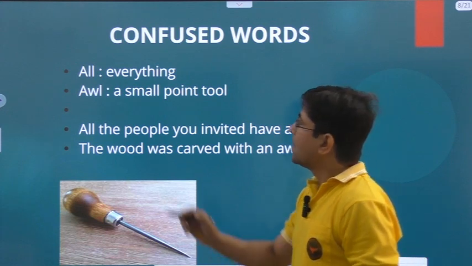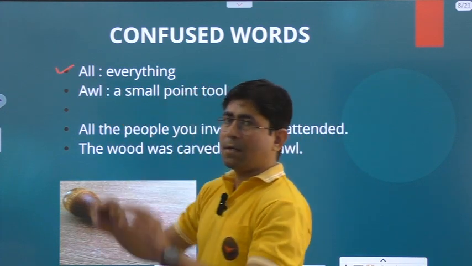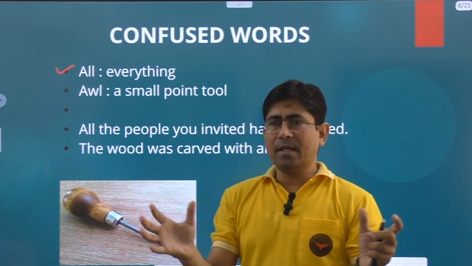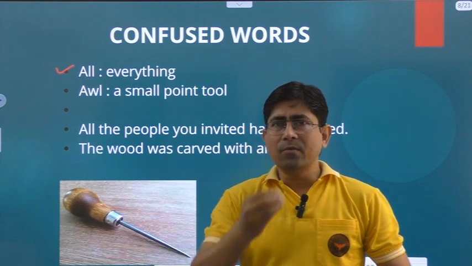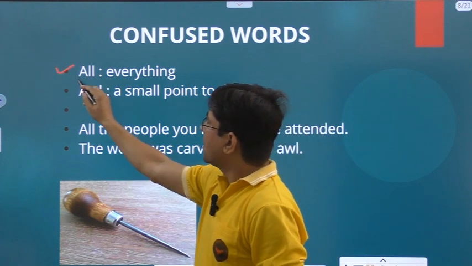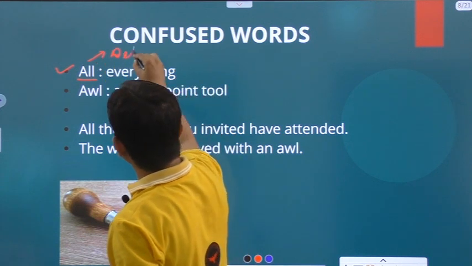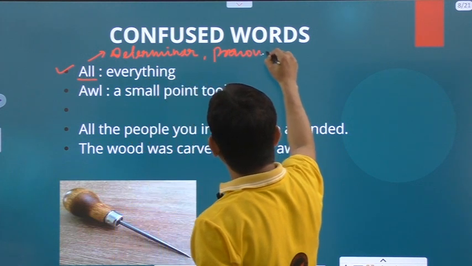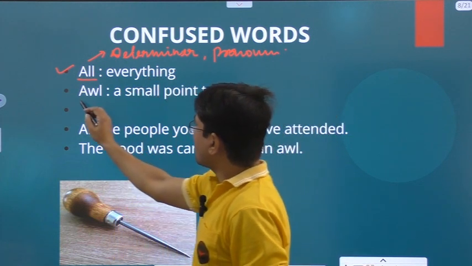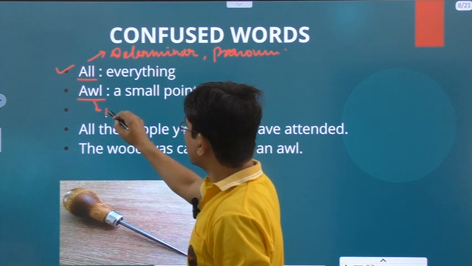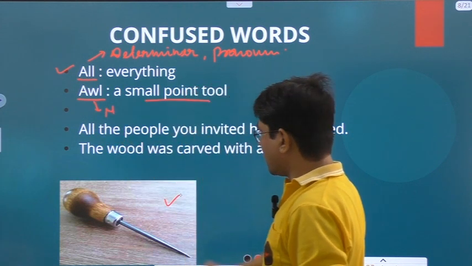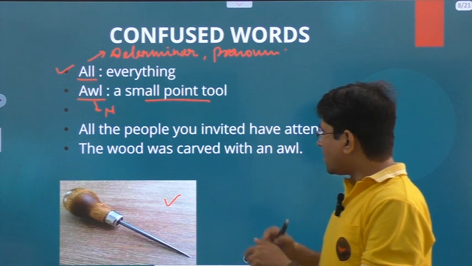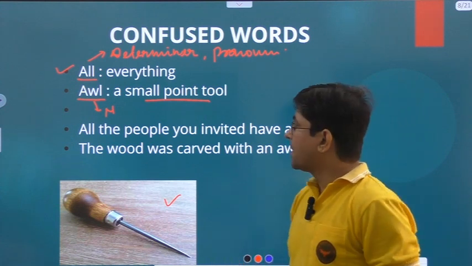Now let's move to the next one. Awl and all. All means everything, every one of a group. Every person of a group. If there is a group and you talk about every individual of that group, you can use all. All is used as a determiner in the sentence, and sometimes as a pronoun. And awl is used as a noun, a small pointed tool, as you can see in the figure. A carpenter uses this instrument to carve the wood.